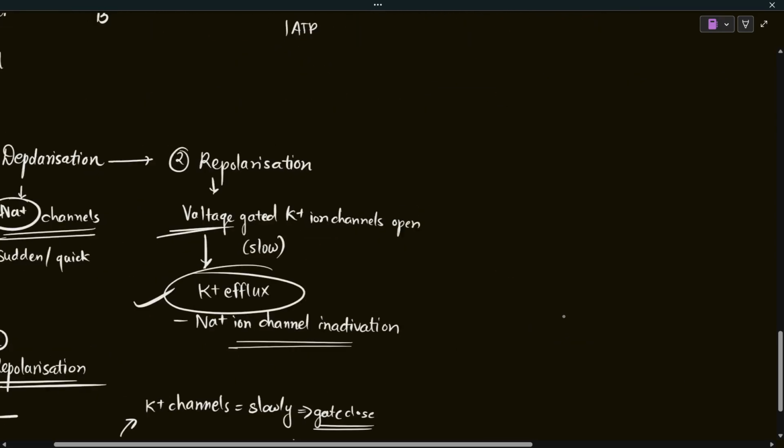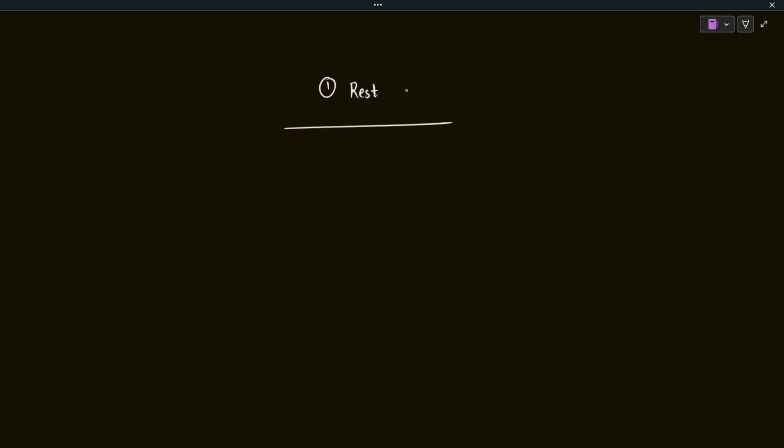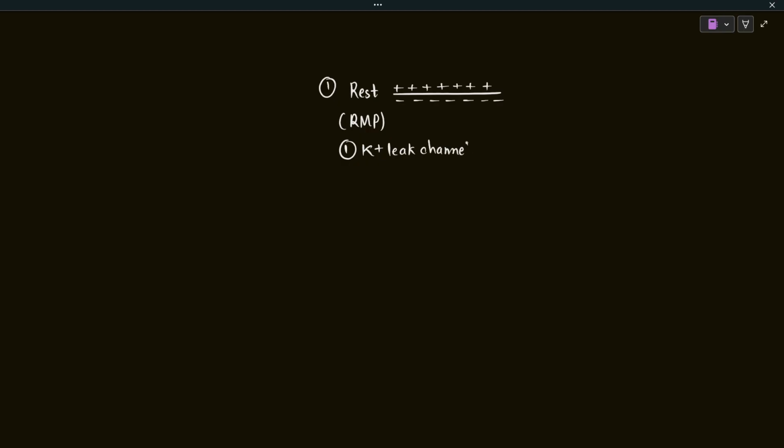Okay, let's do a quick revision of what happens in the neuronal membrane. First, the cell is at rest. When the cell is at rest, it has negative charge inside and positive charge built up outside. In this resting condition, the resting membrane potential is maintained due to sodium and potassium ion leak channels and the sodium potassium pump.